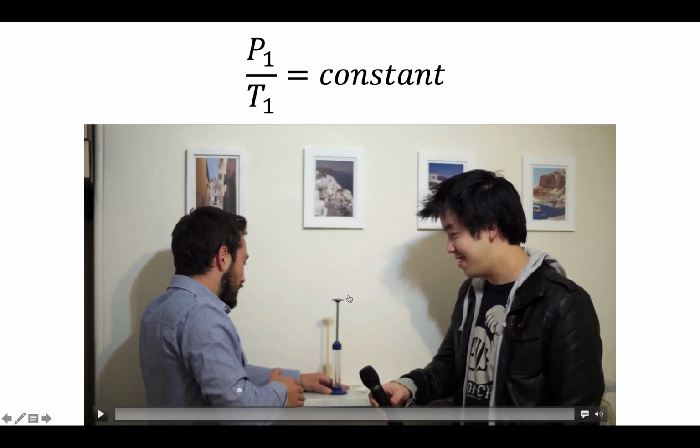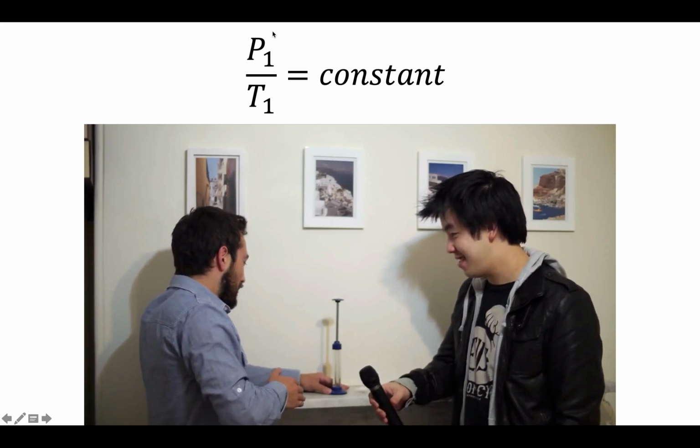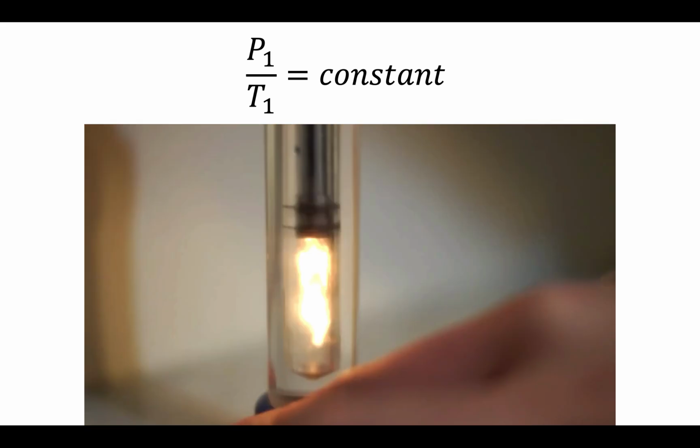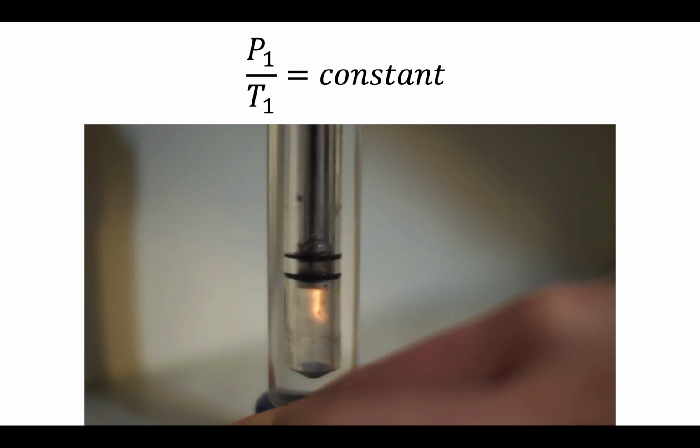So here we have a piston, and there's a piece of cotton inside. Now, as somebody presses on this, the pressure inside of this piston gets bigger, bigger, bigger. As the pressure goes up, the temperature goes up. So much so, what happens to the cotton? It lights on fire.